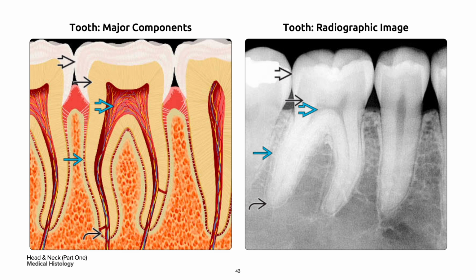On your left is a graphic showing you the major components of your tooth. The enamel in curved bold black arrow surfaces the crown and is supported by the underlying dentin in single black arrow.